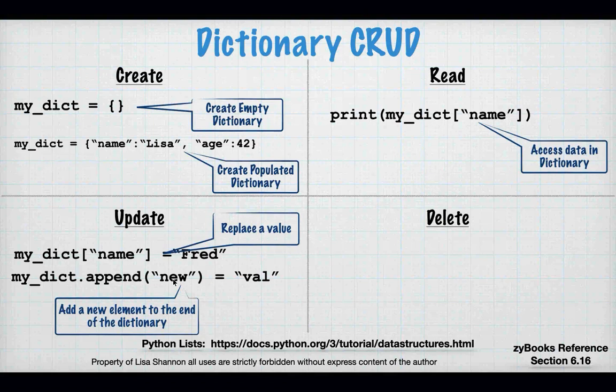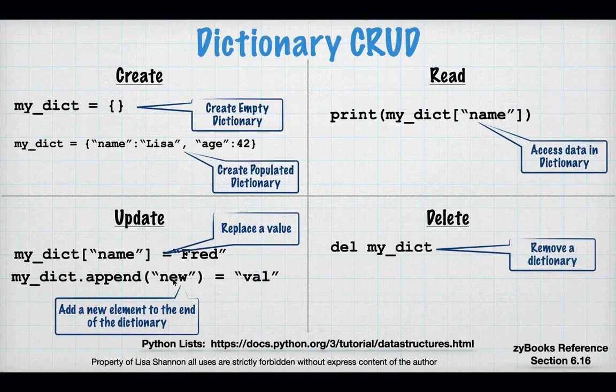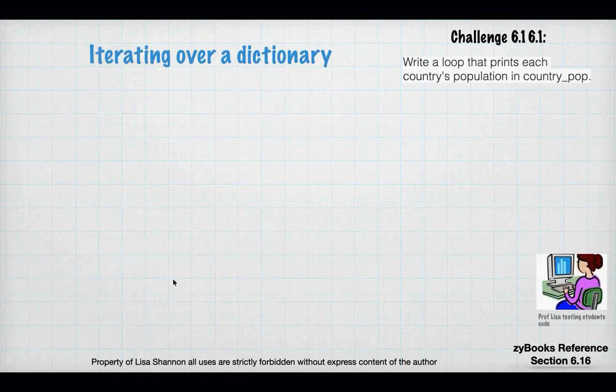In a list, we had to append. But in a dictionary, we're just gonna, sorry, that's wrong. I'll fix that. Okay, so to delete a dictionary, you say del my dict. Okay, just say delete and the dictionary name.